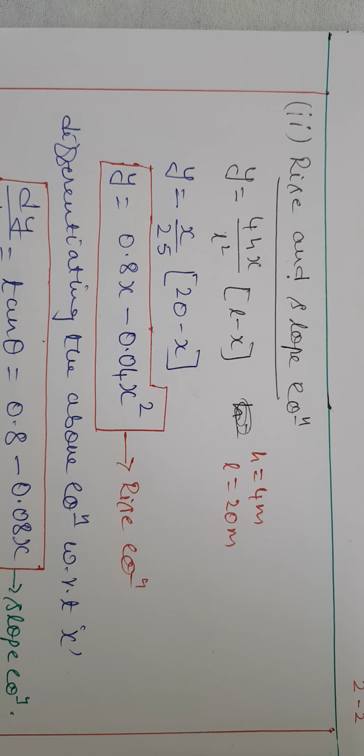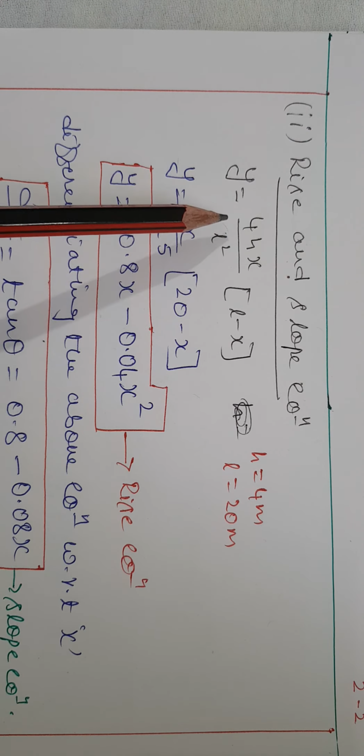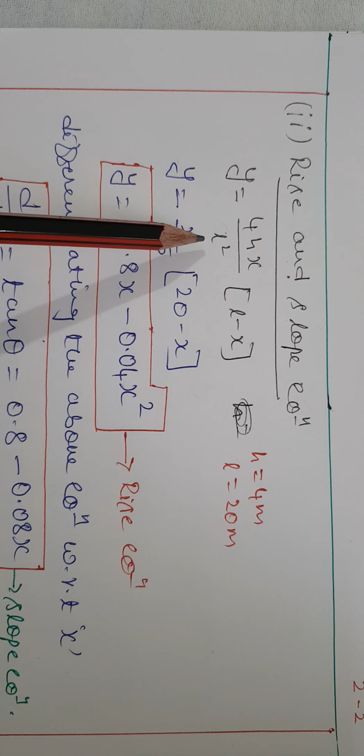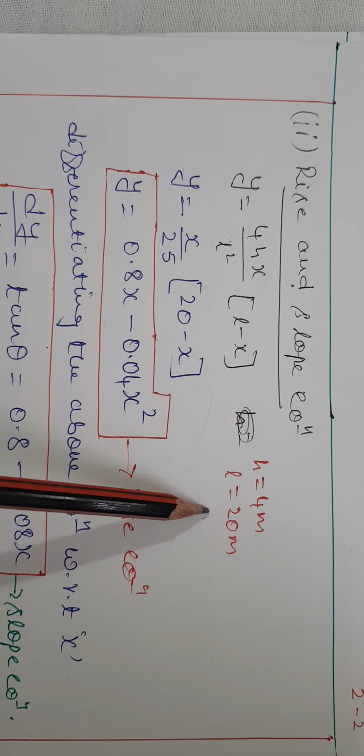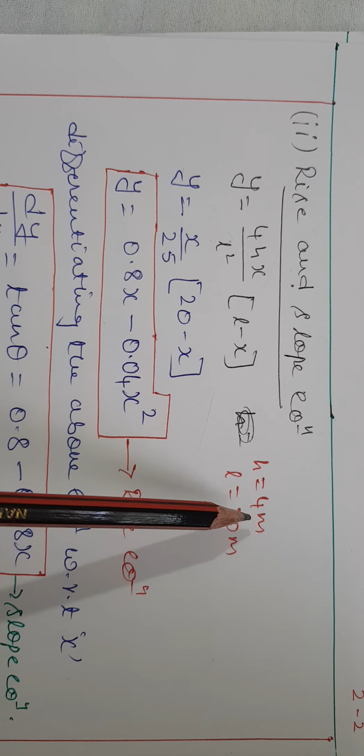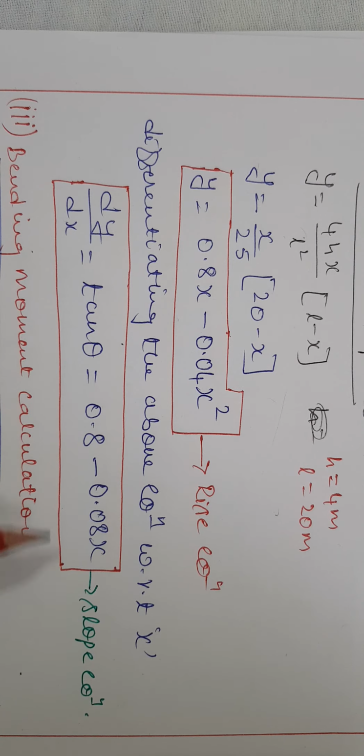After finding the reactions, the next step is to find the rise and slope equation. For that, we know it is a parabolic arch. For a parabolic arch, the y equation will be 4hx divided by L square, whole multiplied by L minus x, where L is the span, it is 20 meter, and h is the rise, it is 4 meter. Substitute this in the above formula, you will get this equation. That equation is called the rise equation. If you differentiate this equation with respect to x, you will get another equation that is called the slope equation. Okay, that is what is shown here.